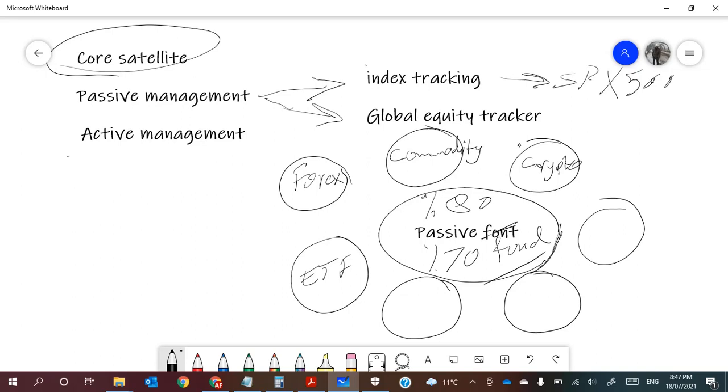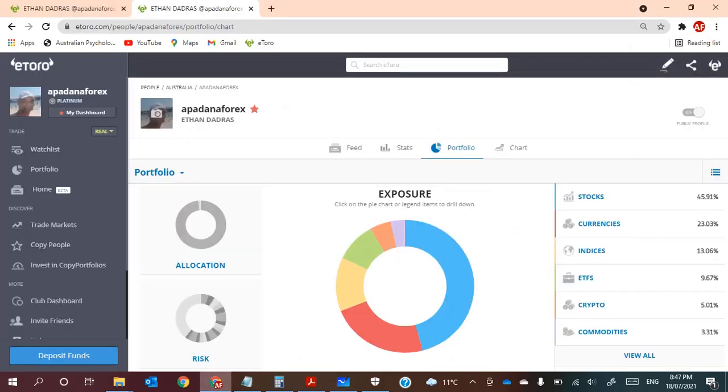So let me just go back to my own portfolio. As you can see, at the moment I have 45% on stocks and 23% on currencies and 13% in indices. ETFs I have close to 10% and crypto 5% and commodities 3%.